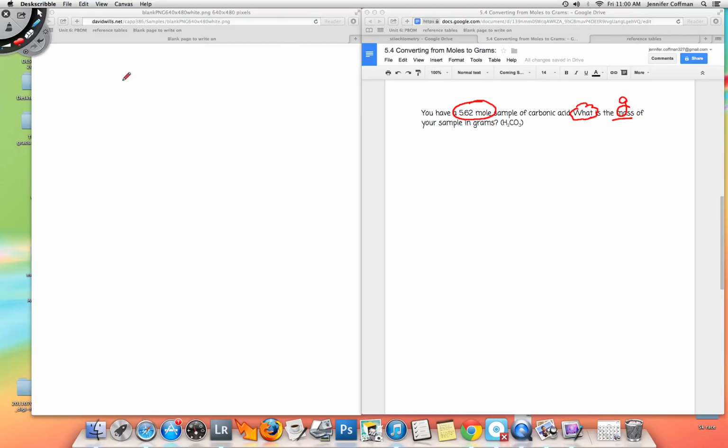Okay, so let's go to our mole formula. And when I look at my reference table, this is what I'm going to see. Moles equals grams over gram formula mass. I can either rearrange the formula now or plug my numbers in and rearrange it later. Okay, so I'm going to rearrange that formula first. So I'm going to end up with moles times gram formula mass equals grams. This one right here is what I'm looking for, the grams. And I'm given moles in my problem, and I have to calculate gram formula mass.